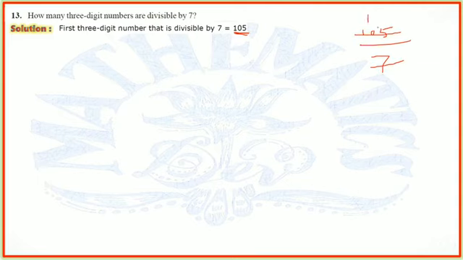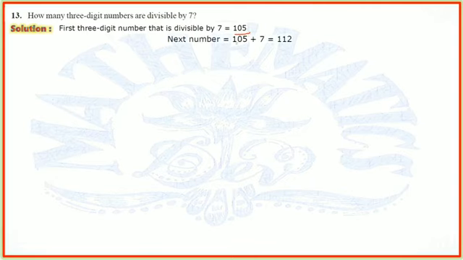7 1 is 7, 7 3 is 21, 7 5 is 35. So this is the first number. If you take 104, it is not divisible by 7. If you take 100, 101, 102, 103, none of these are divisible by 7. So the first term that will be divisible by 7 will be 105. Now the next term will be adding 7 to it: 105 plus 7 is 112, then 119, then 126, and so on. So we'll continue with this and go to the largest number.